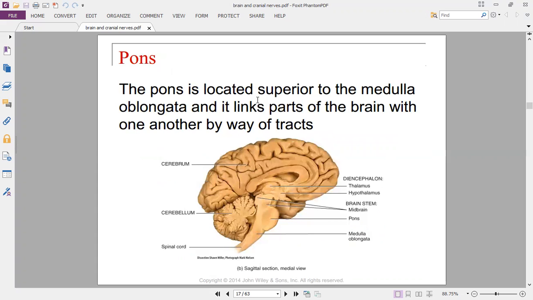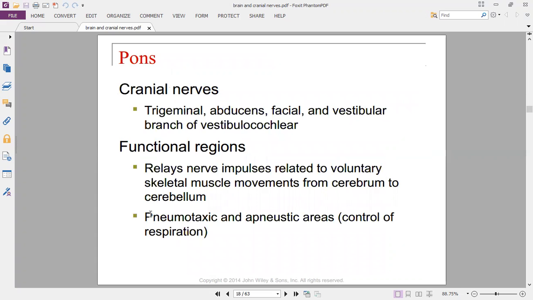The pons is located superior to the medulla oblongata. It links parts of the brain with one another by way of tracts. In this diagram, you can see where the cerebrum and diencephalon, hypothalamus, and thalamus are mentioned. Coming to the brain stem, this region is your midbrain, and this circular part here is the pons. Below it is the medulla oblongata, and then the spinal cord continues. The cerebellum is at the back of the brain, the posterior region.